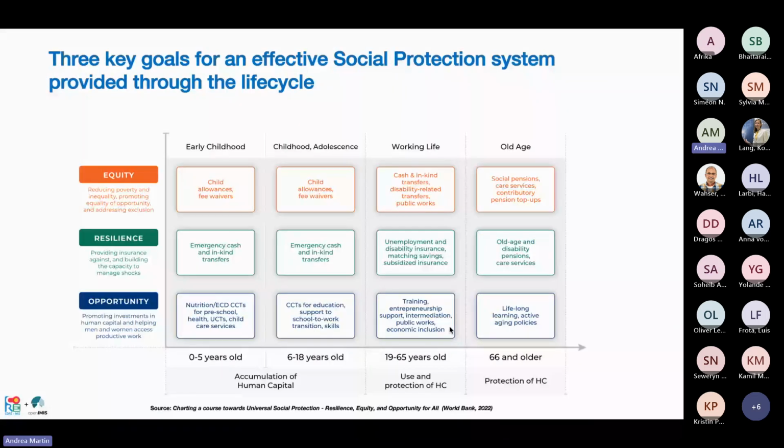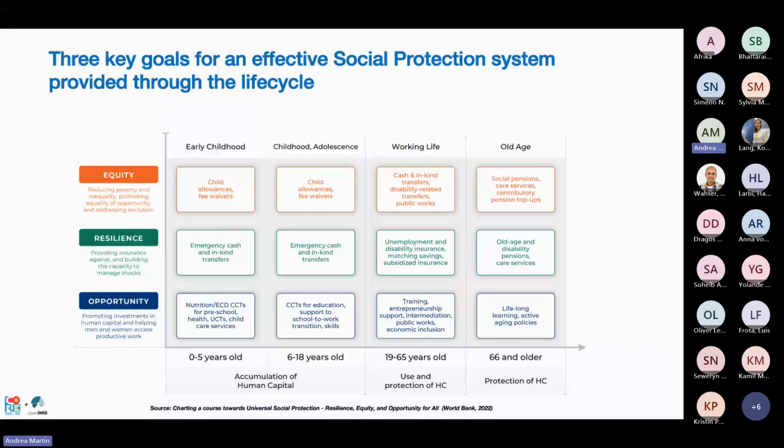So there are three key goals for an effective social protection system that can be provided for the life cycle. So we see here again, on the horizontal axis, the four different groups. So the two initial groups, as we see, are the ones of accumulation of human capital. The adult life is the use and protection of human capital. And then the last column, let's say, in the old age, is the one of protection of human capital. So the three different goals are the goals of equity, which is highlighted in orange, which is reducing poverty, inequality, promoting equality of opportunity, and addressing exclusion.